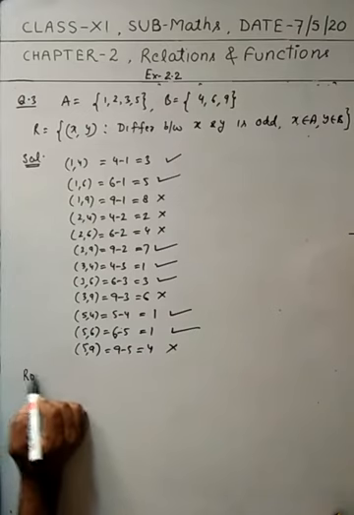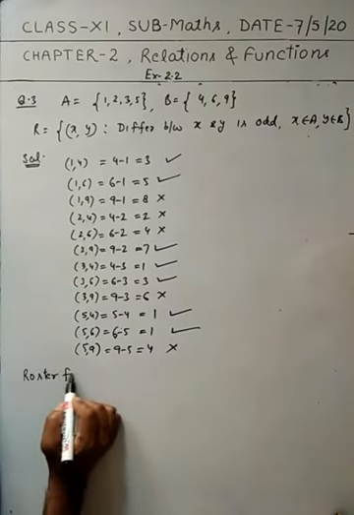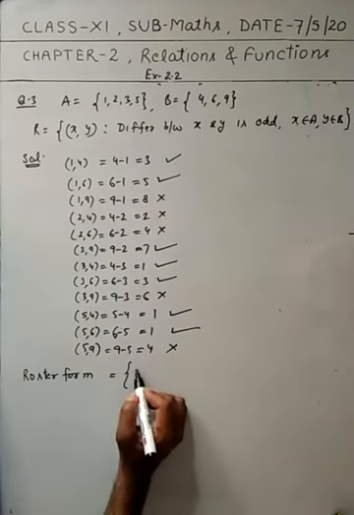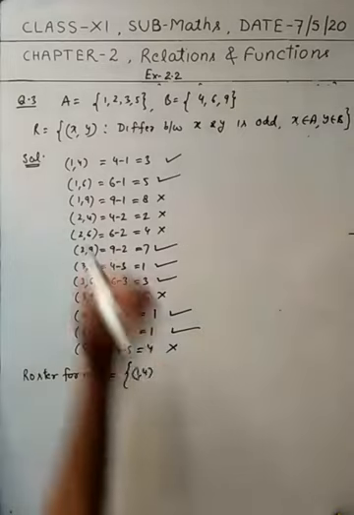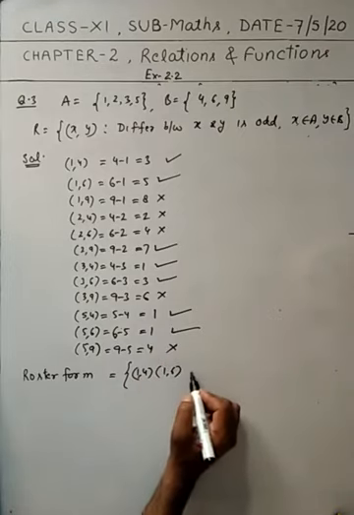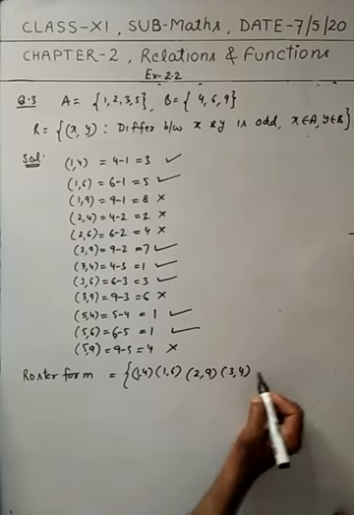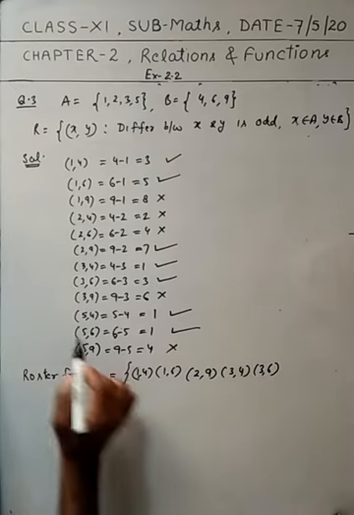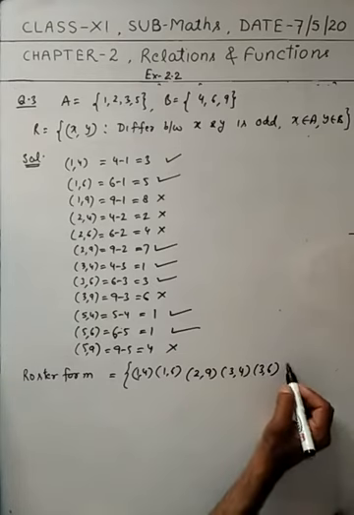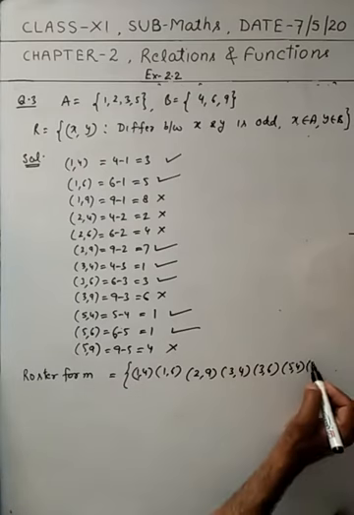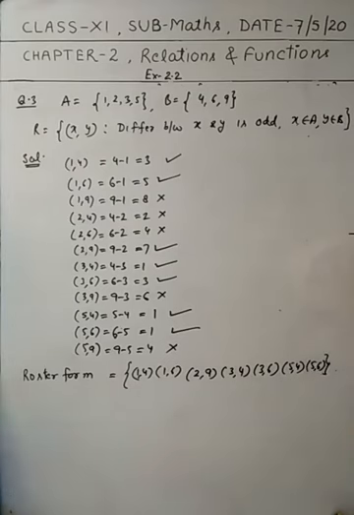So the roster form of the relation is (1,4), (1,6), (2,9), (3,4), (3,6), (5,4), and last (5,6). This is the roster form.